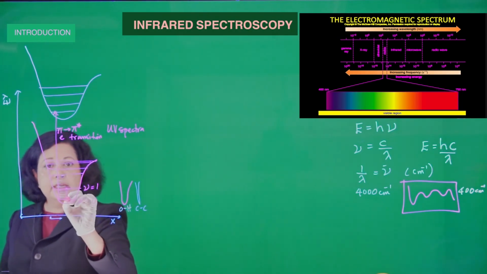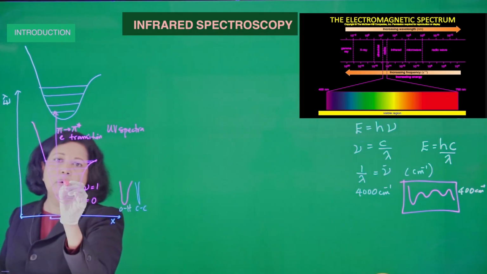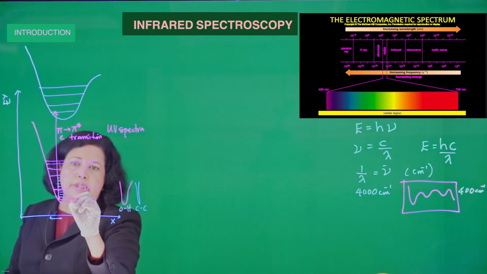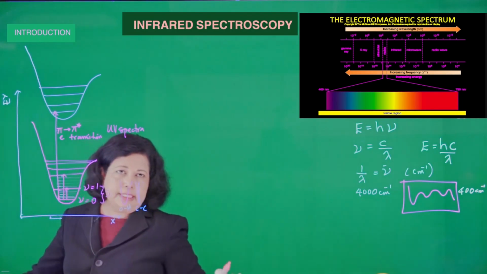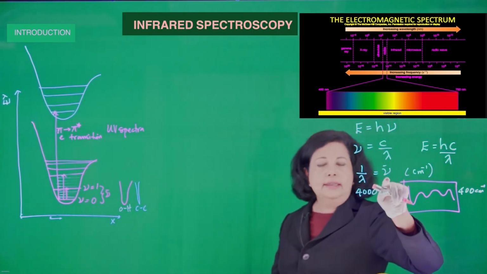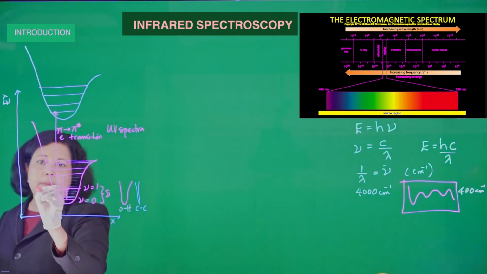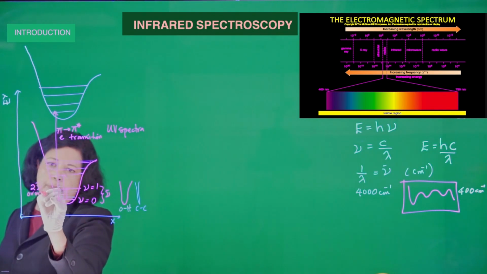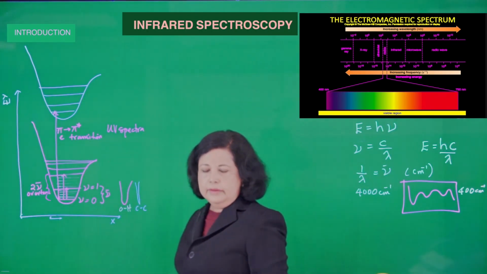Sometimes molecules can go to the next level, and that we will call overtone. So let's say going from here to here, you're going to absorb some frequency or wave number. Then going from there to there might be 2 times, and that's called an overtone. Okay, so you can get a lot of different variations.